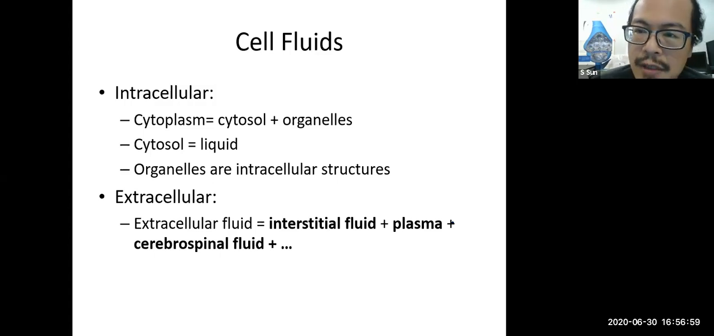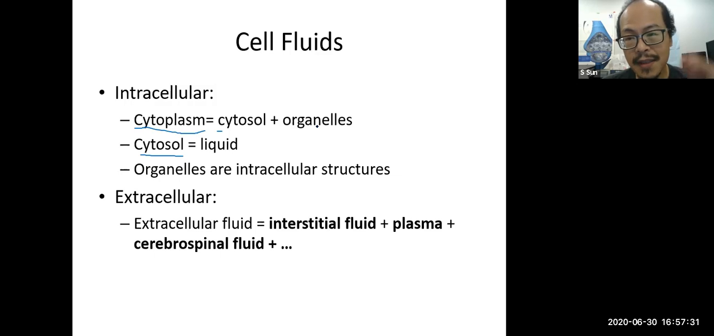In our body, we have basically a similar situation. Inside the cell is called the intracellular solution, intracellular space. In the intracellular space, this fluid is called cytosol. And we sometimes hear the term cytoplasm. Cytoplasm is cytosol plus organelles, everything inside of the cell. Organelles are intracellular structures. We will learn about that today.